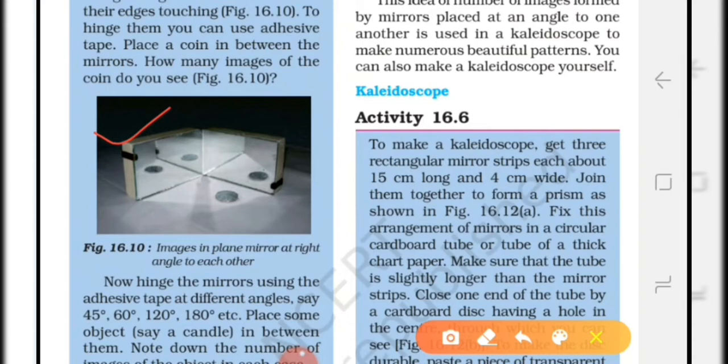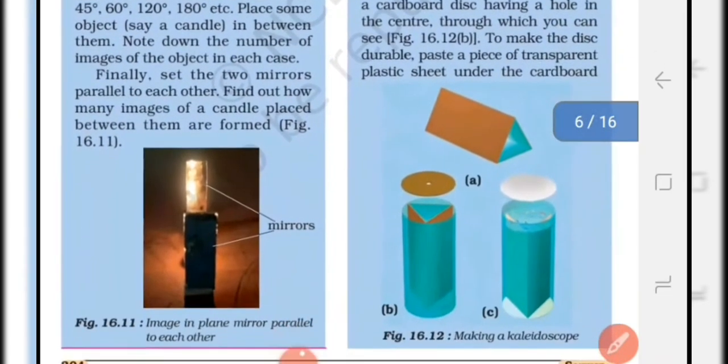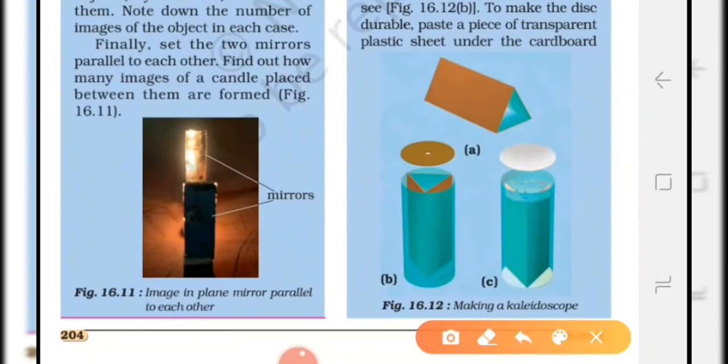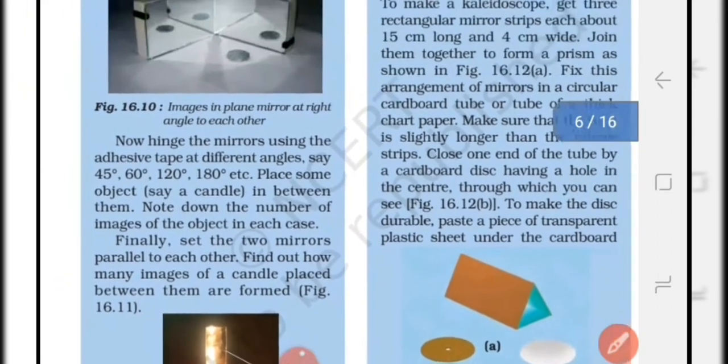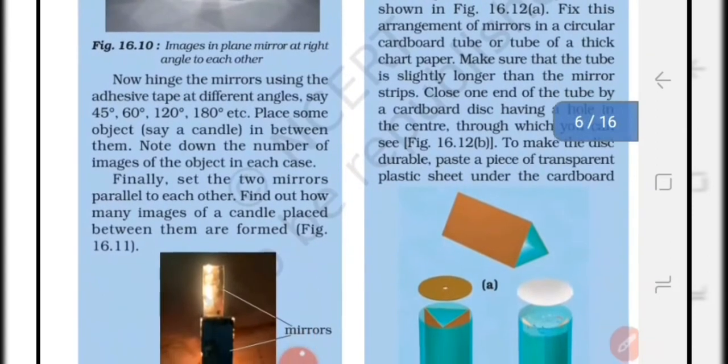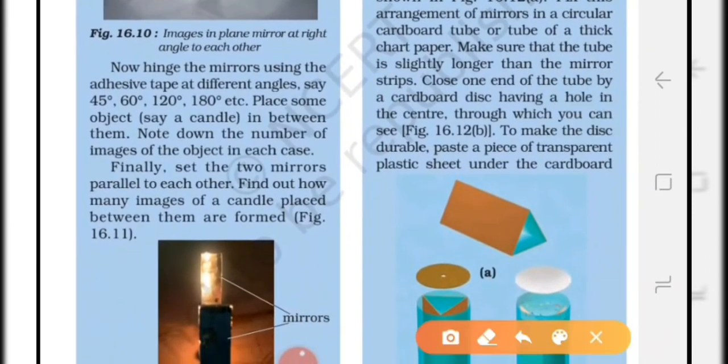And when two plane mirrors are kept parallel to each other, that is at 0 degree, then the number of images will be infinite. Similarly, find out the number of images when the two mirrors are kept at 45 degrees, 60 degrees, 160 degrees, 180 degrees, etc.